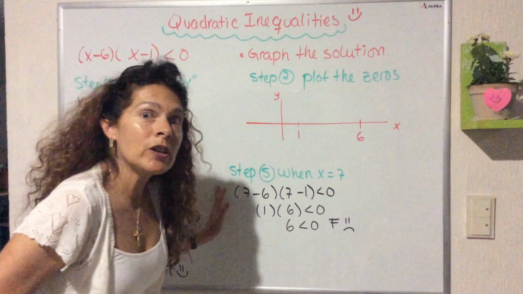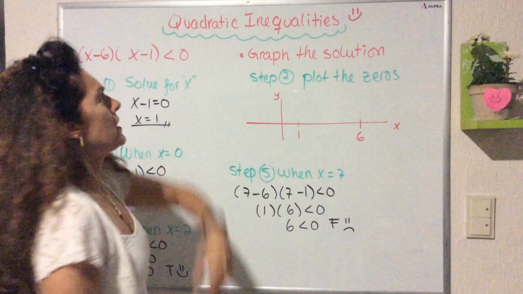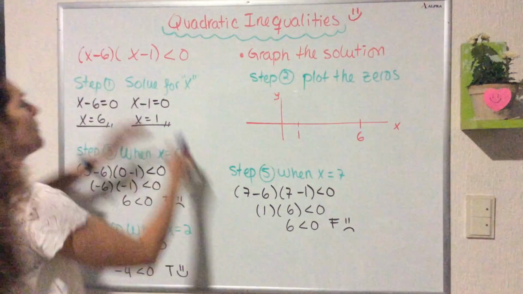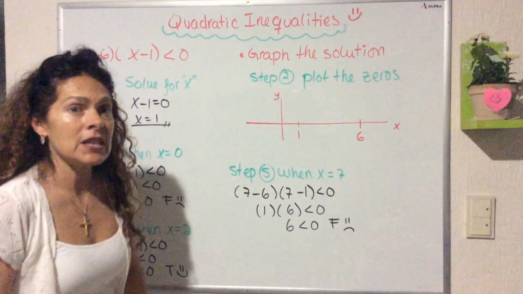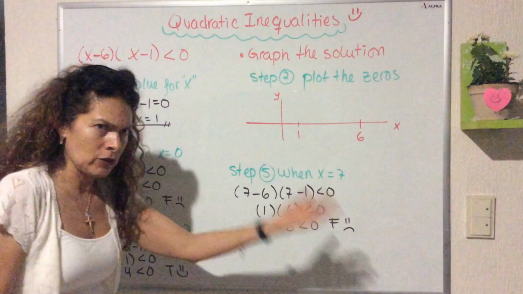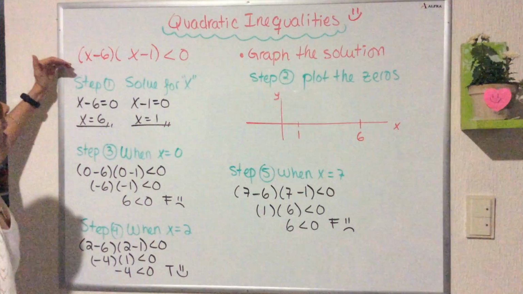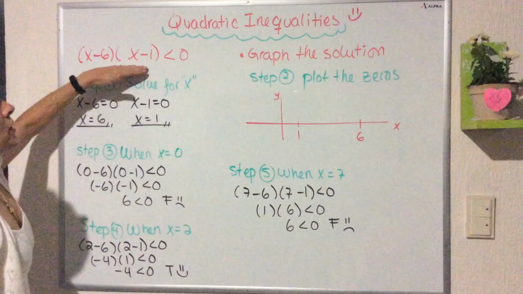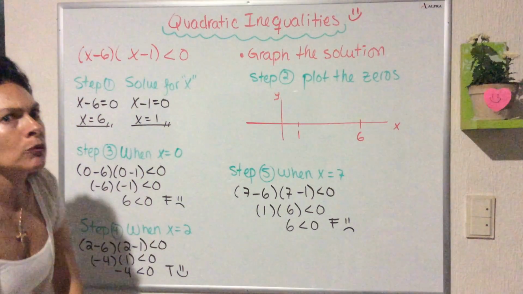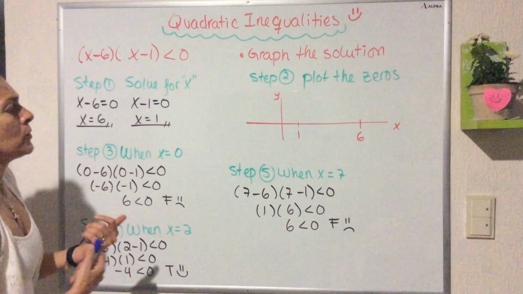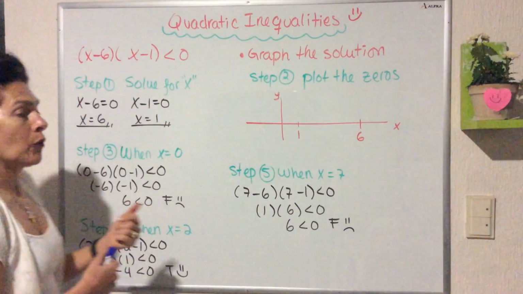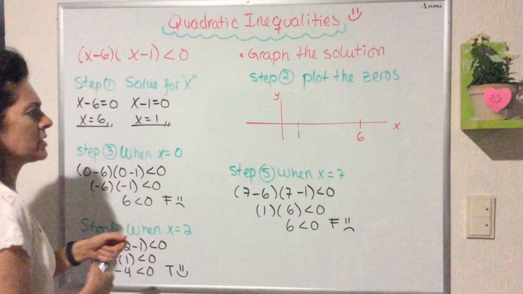Dear students, now look, we have another example about quadratic inequalities where they are giving us again the factors instead of the equation or the function, okay? Now, it says that the product of these two factors is less than 0. We have to check which are the values that can be taken for x and give us a true answer, okay?